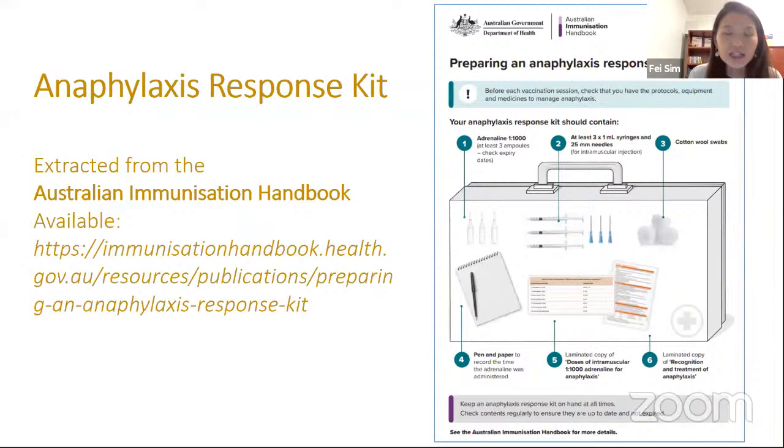So that is why in Australia, you can see on the right-hand side here, I've put an image from our Australian Government Department of Health Australian Immunisation Handbook. And the handbook says that every immunisation clinic, if you set up a clinic, you must have an anaphylaxis response kit. The anaphylaxis response kit should have adrenaline ampules, needles and syringes, cotton wool swabs, pen and paper, the doses of intramuscular adrenaline, and also a laminated copy of the recognition and treatment of anaphylaxis document. So this is the anaphylaxis response kit for just in case someone is allergic to something, and then they can use and follow the kit.